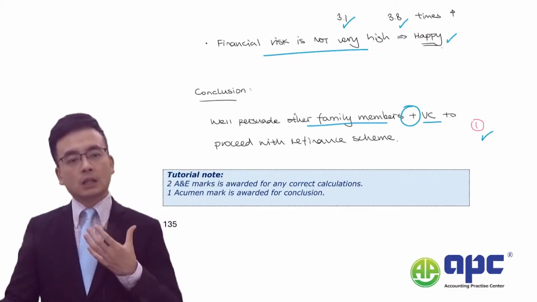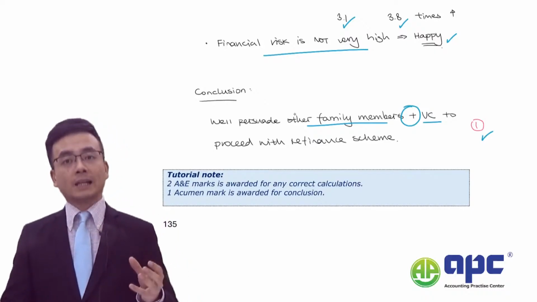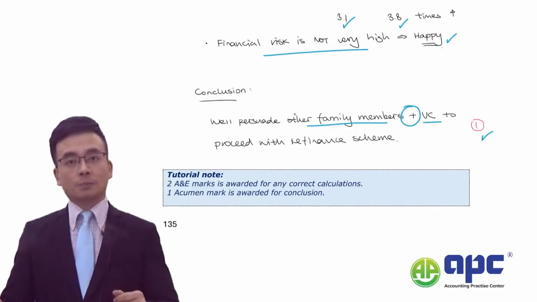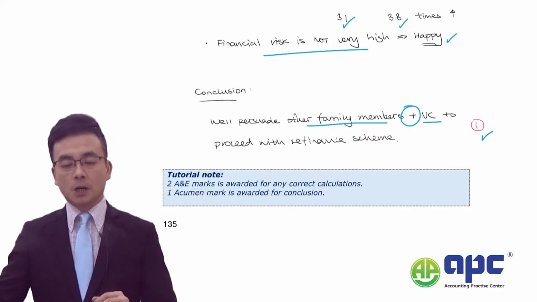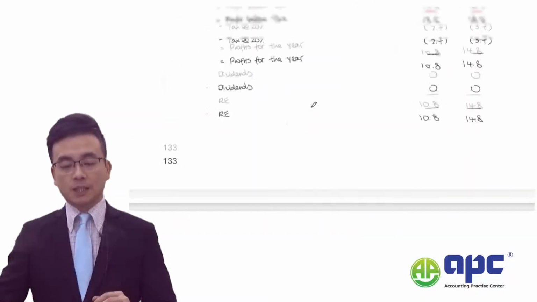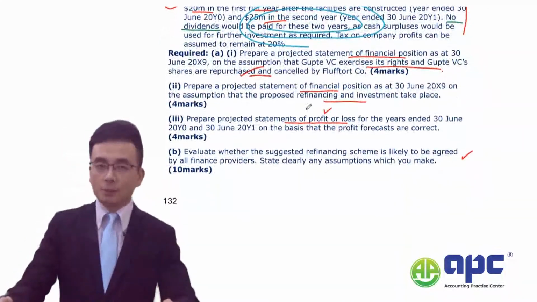You always look for clues from the case and try your best to give, in this case, how many marks for part B? It's just 10 marks, 10 points for part B.